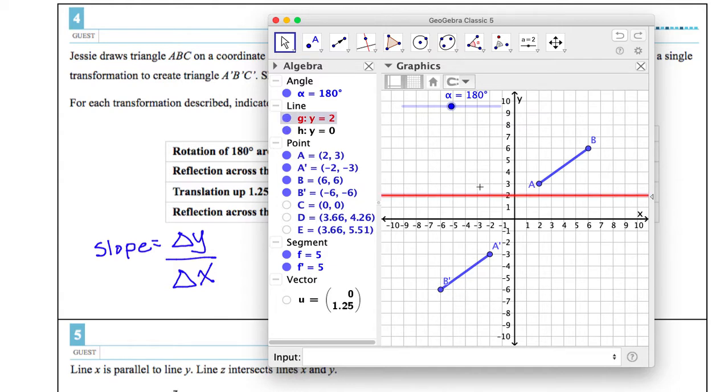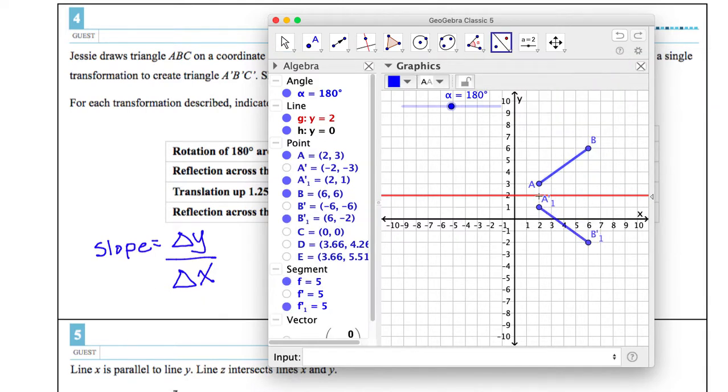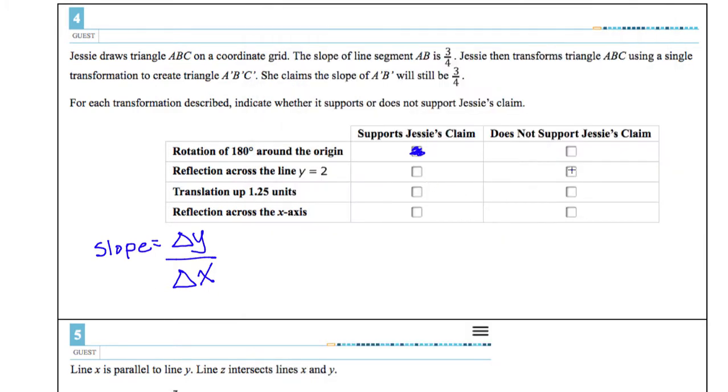So if I have y equals 2, and I want to reflect it, so let's get rid of that line segment down there. If I want to reflect over this line, so let's go ahead and say, let's reflect this segment over this line. Oh, no, sorry, Jesse, you're incorrect here. It was a positive slope. This is clearly a negative slope. It's now a negative 3/4, so no, you're wrong.